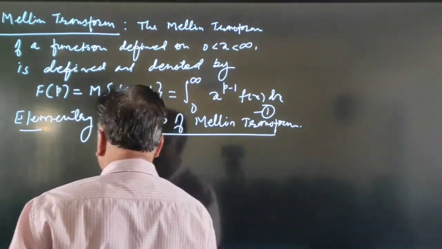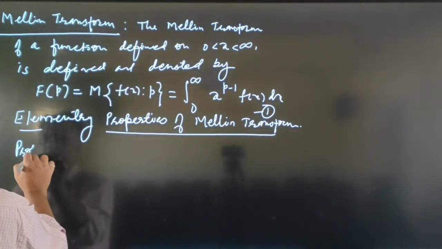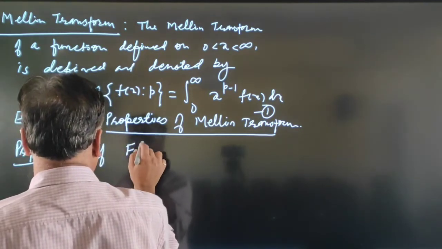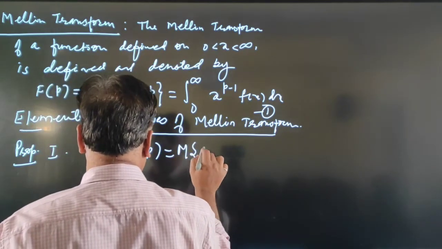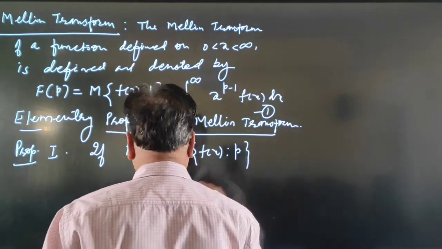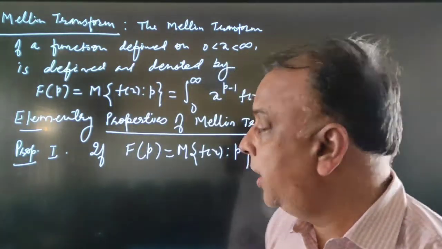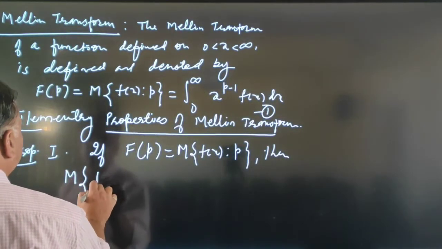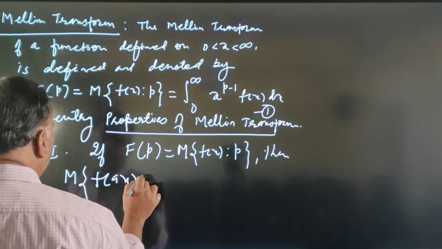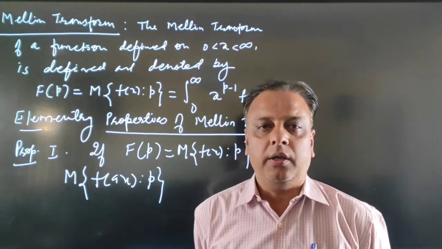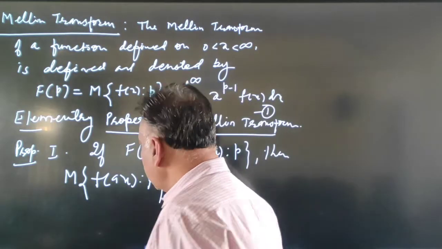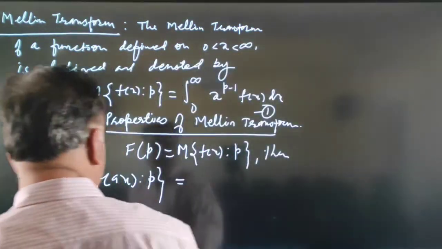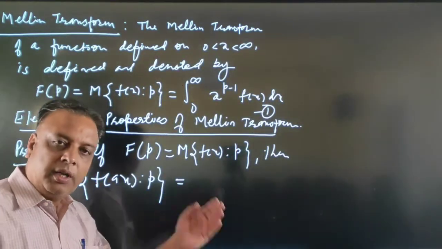The first property: if F(p) is the Mellin transform of f(x) with respect to p, then what is the Mellin transform of f(ax) with respect to p? This is the first property. We will write the Mellin transform of the function f(ax), given that the Mellin transform of the function f(x) is F(p).